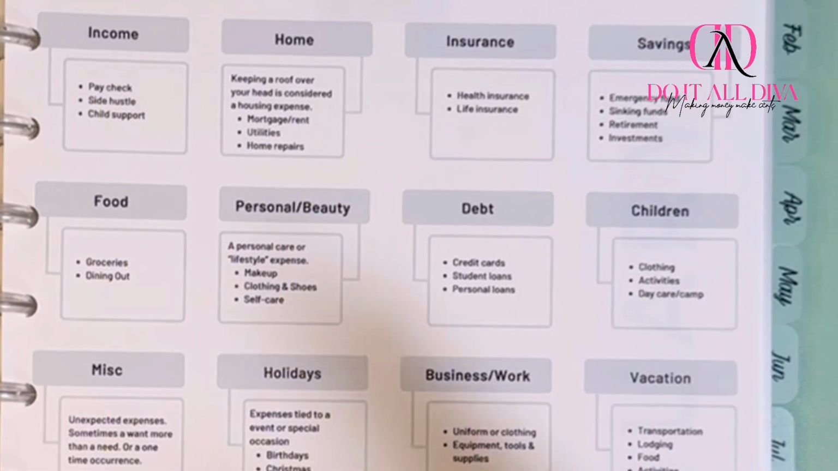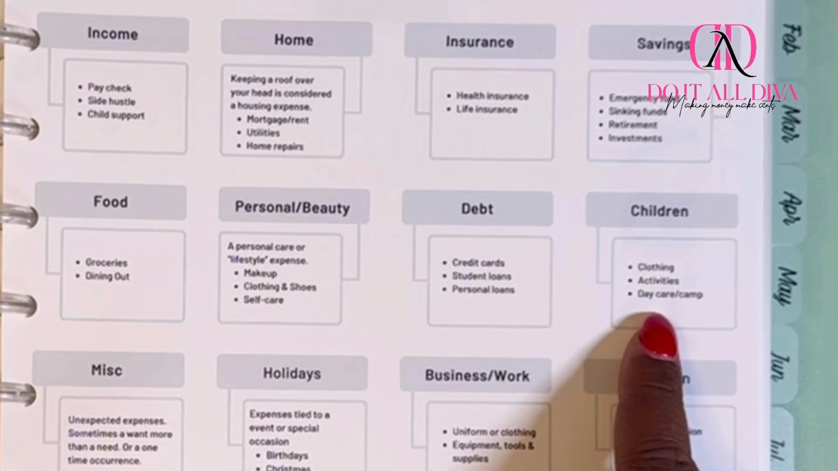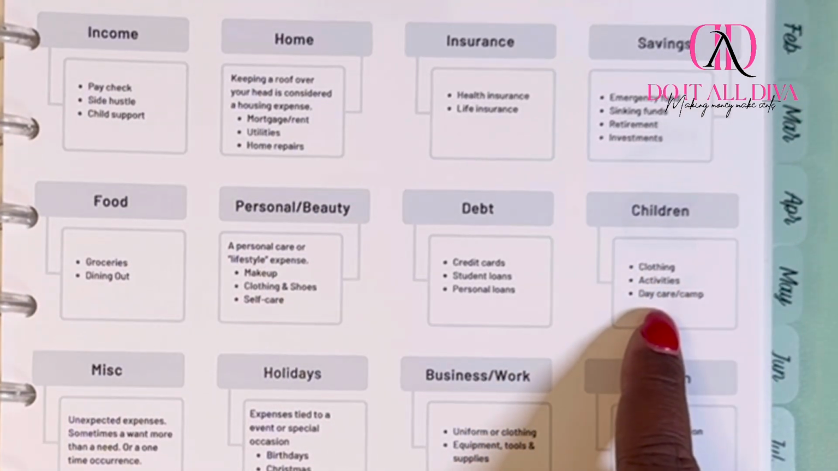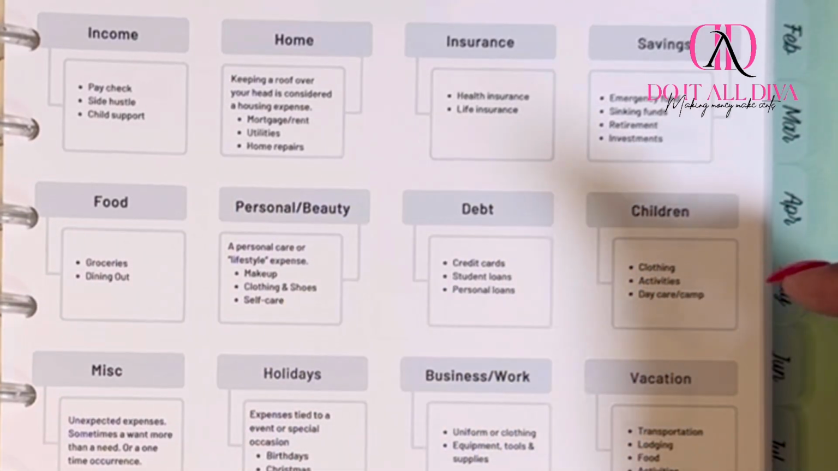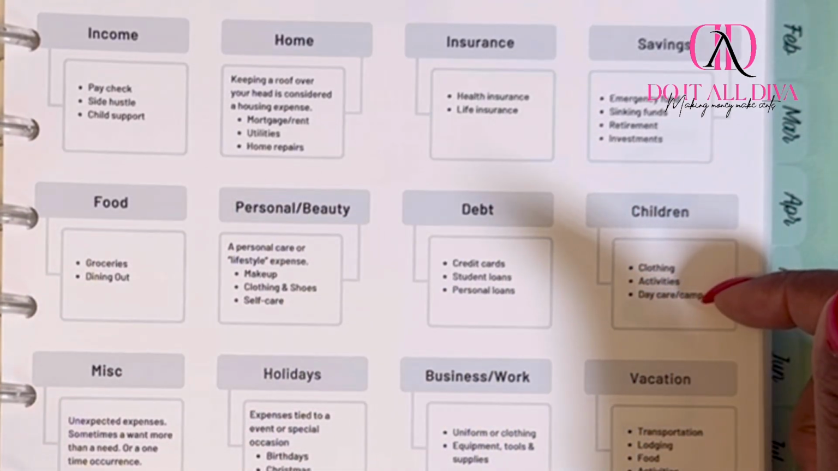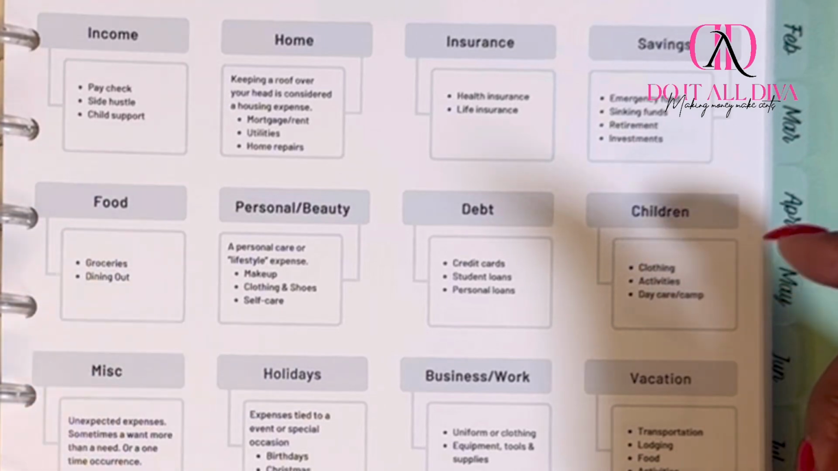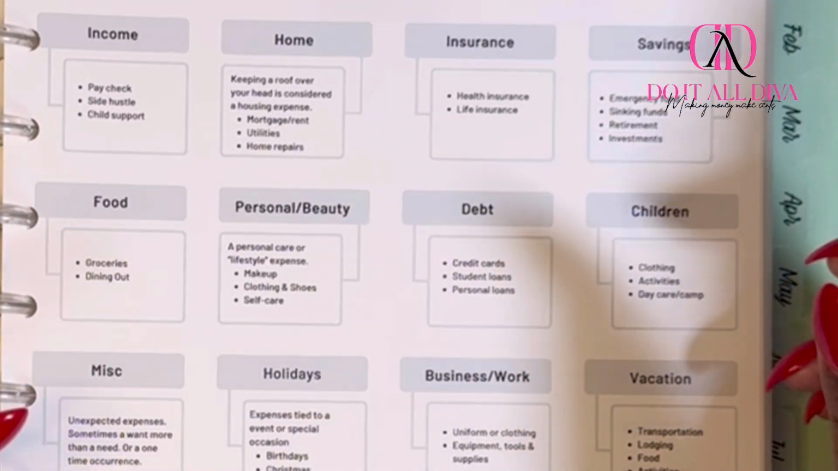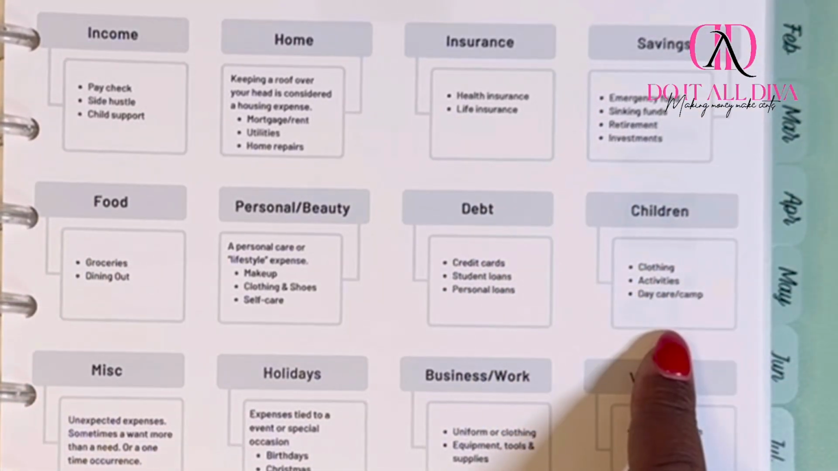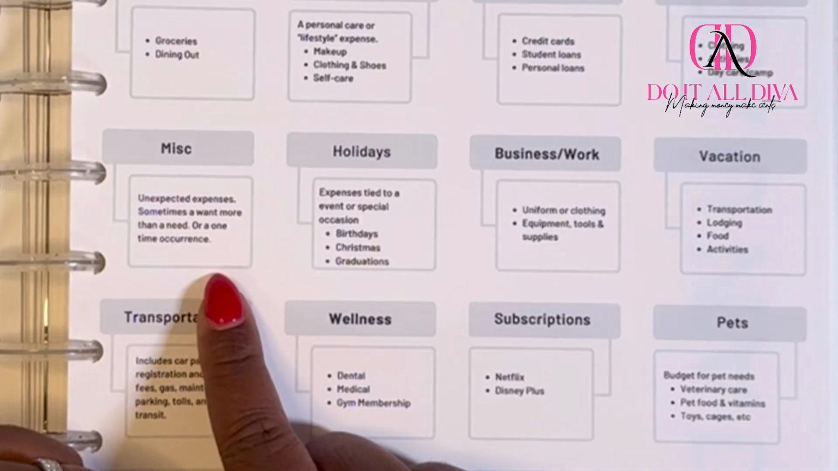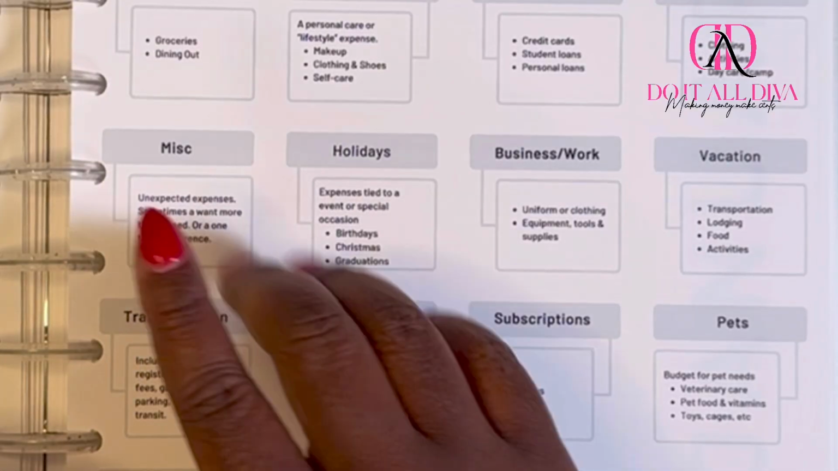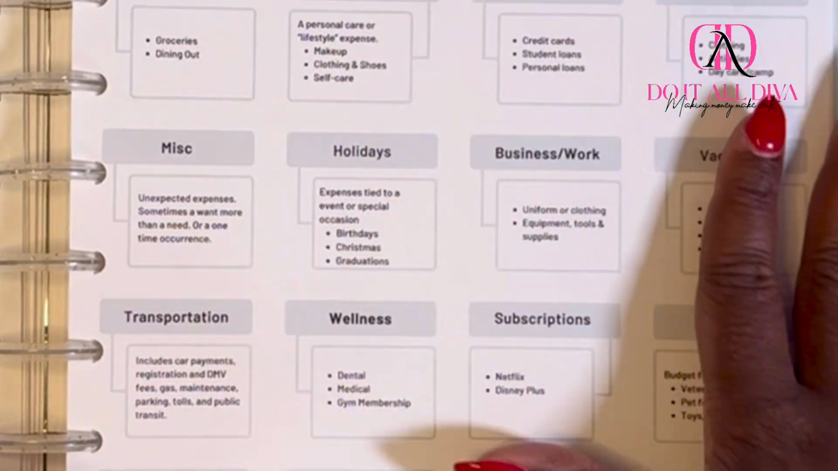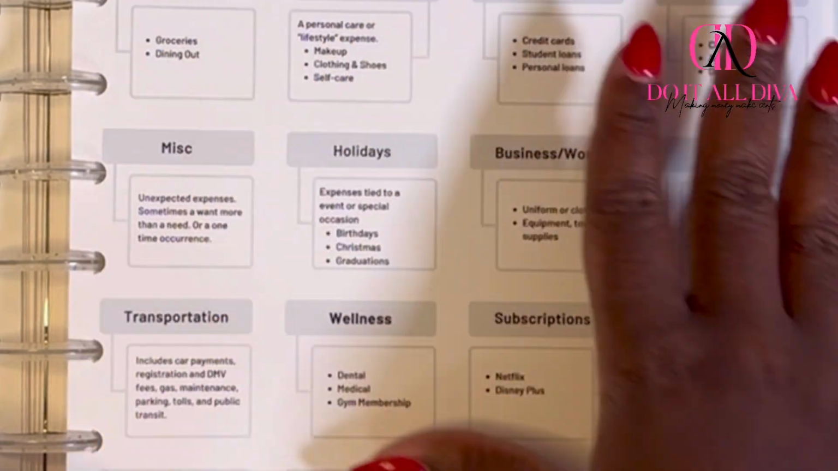Next is children, if this is applicable to you. So anything that involves your kids' clothing, activities, daycare, camp. I also put my kids' school lunch in here, field trips, sports, anything related to them that's unique to them, I'll put under my kids. Next is miscellaneous. That's something that doesn't fall within anything here, just something random. A parking ticket.